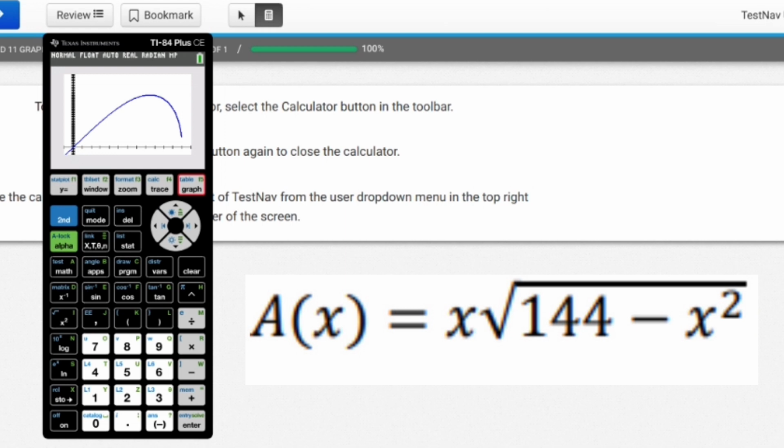So my smallest range, if I have like the skinniest triangle, is going to be 0, just not including 0. So I'll make sure I write that down. Now, in order to find what my maximum range is, I have to go find my maximum. So I'm going to do second calc.